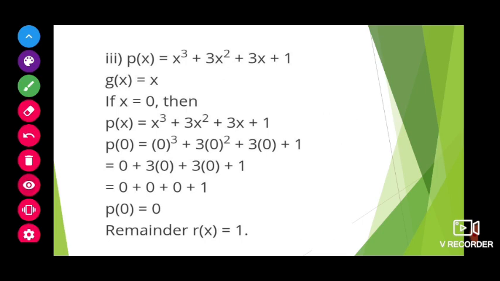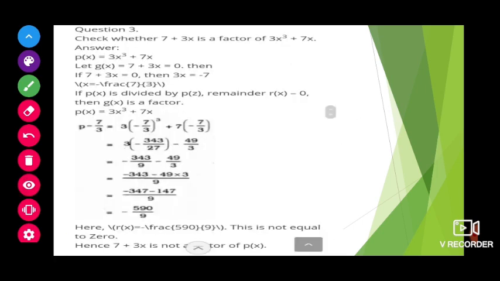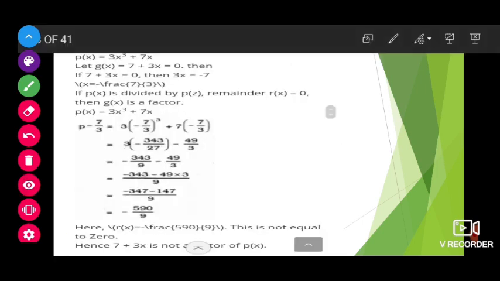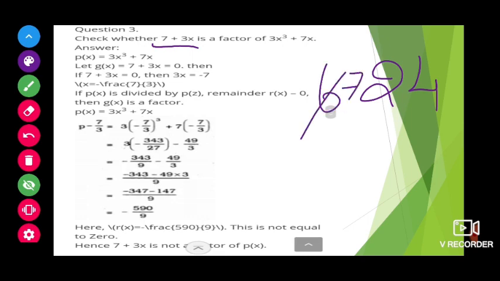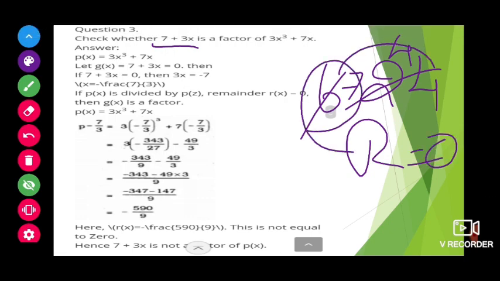Next, fourth sum. Check whether 7 minus 3x is a factor of 3x cube plus 7x. They are asking us to check whether 7 minus 3x is a factor of 3x cube plus 7x or not. If it is a factor, children, as we already know, 6 is a factor of 24. It means 6 will divide 24 exactly without leaving any remainder. There will be no remainder at all. 6 4s are 24, remainder will be 0.